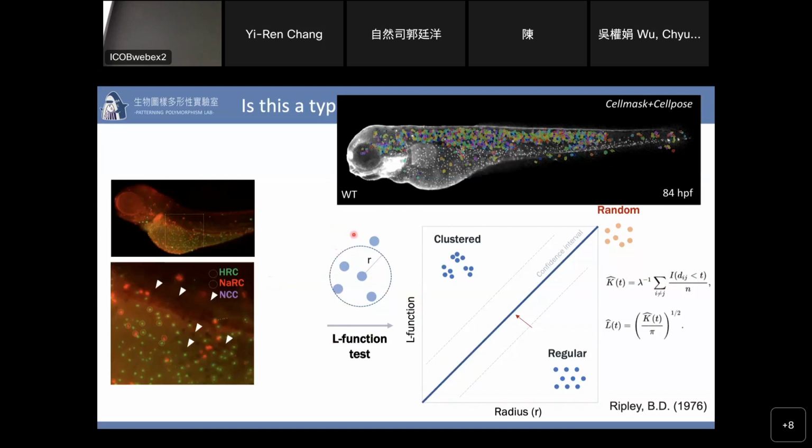If the dots scatter randomly, you will get a perfect straight line in the middle here. If your line is above this one, they are clustered. If your line goes down to here, they are regular, so they are distributed in an even space. And in particular cases, they can be regular locally and clustered globally, or vice versa.